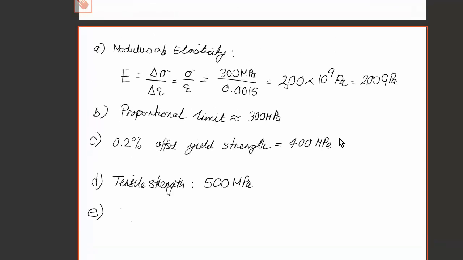So here we have calculated 3 important mechanical properties. We have the modulus of elasticity, which is a very important material property. We have the yield strength, and we have the tensile strength.